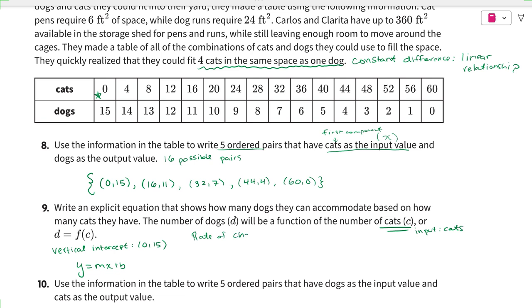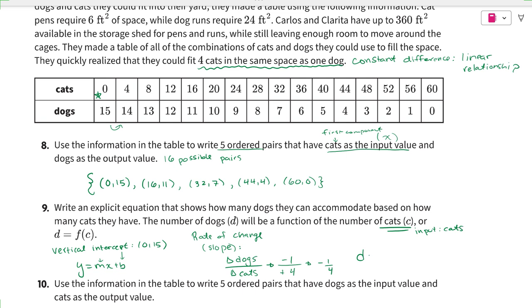we can call this rate of change a slope since we determined that this is a linear relationship, right? Our input is always on bottom. So it's the change of the dogs over our change in cats. So if we decrease 1 dog, our cats increases by 4. So our rate of change is -1/4. So we have our rate of change, or a slope, that's our m, and we have our vertical intercept, b.